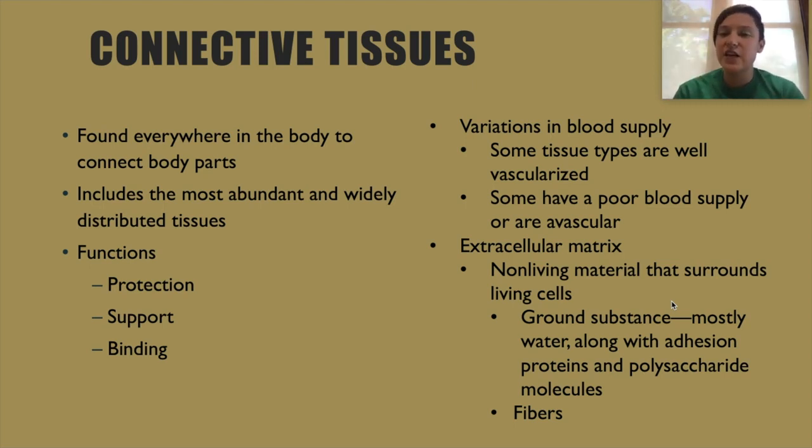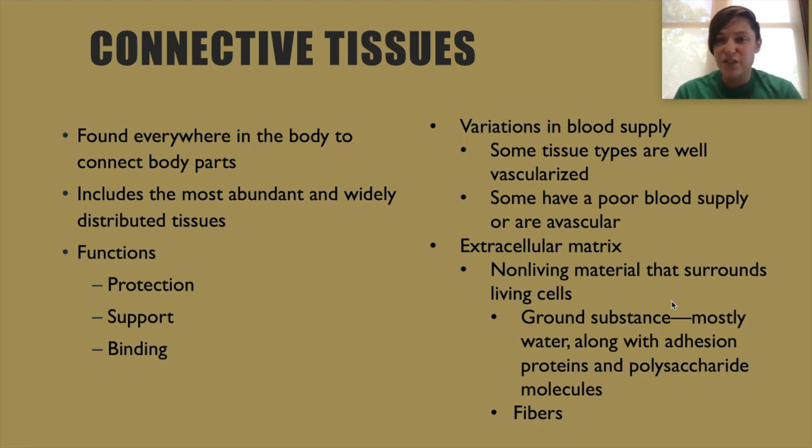There is a variation in blood supply with your connective tissues. Some tissue types are vascularized. Some of them don't have a blood supply, or are avascular, or have a poor blood supply. And then there's always an extracellular matrix that goes along with your connective tissues. It's this non-living material that surrounds living cells. It could be some kind of ground substance, mostly water, with some adhesion proteins and polysaccharide molecules. And then there's fibers as well.